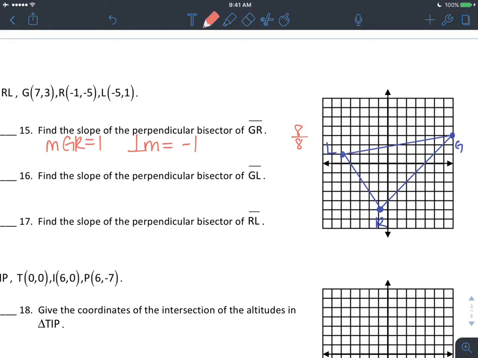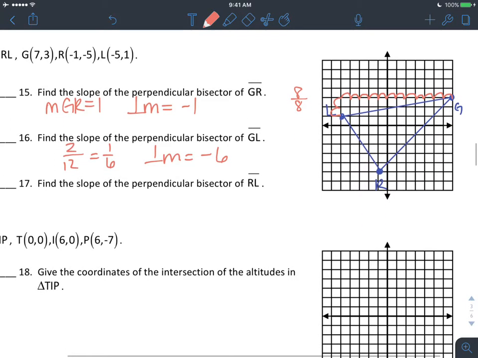All right, then we have to do the slope of a line perpendicular to GL. So if we look at GL, it looks like it rises 2, and then it goes to the right 1, 2, 3, 4, 5, 6, 7, 8, 9, 10, 11, 12. So it's 2 over 12, which is 1/6. So that means that this perpendicular slope is going to be -6.